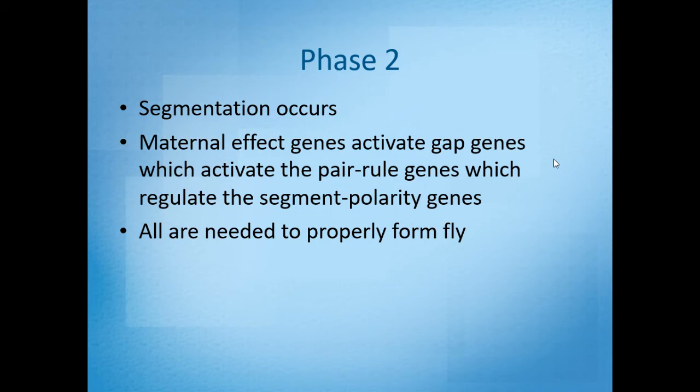Phase 2 segmentation is going to occur. So the maternal effect genes are going to activate the gap genes, which activate the pair rule genes, which regulate the segment polarity genes. Wow, that's a lot of regulating and activating. All these things are needed to properly form the fly.